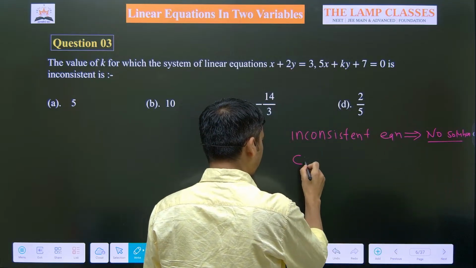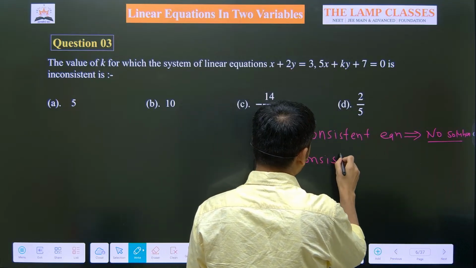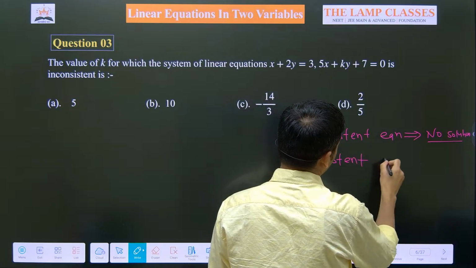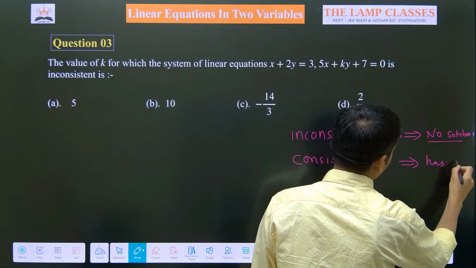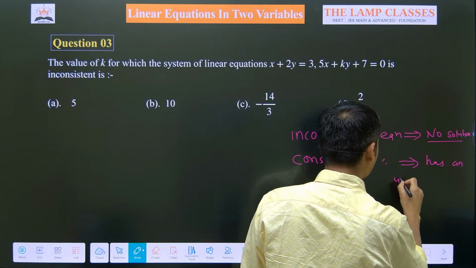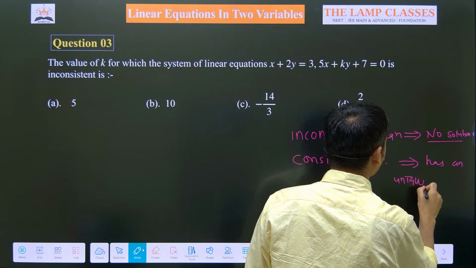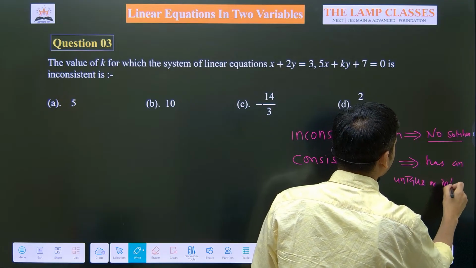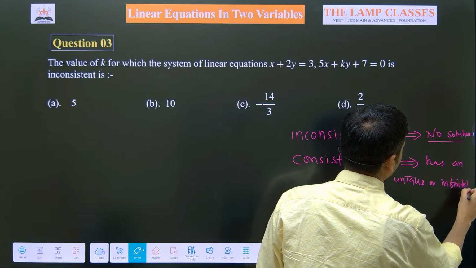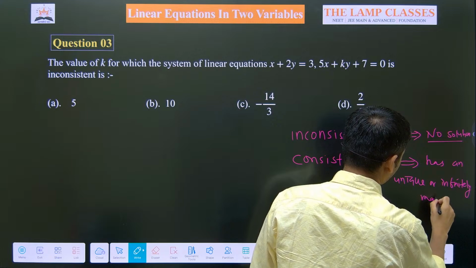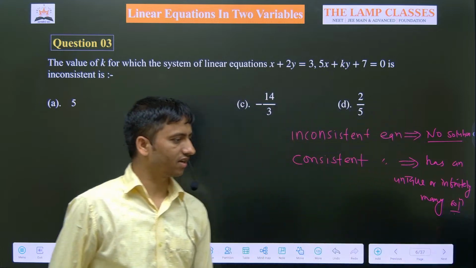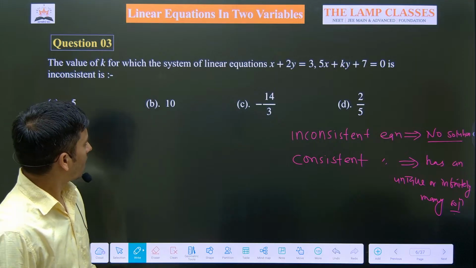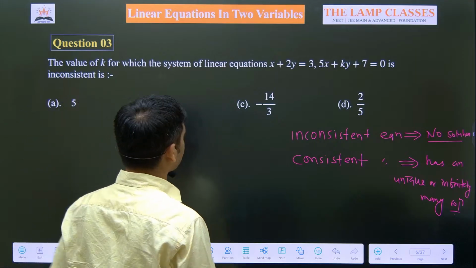And if they use the word consistent solutions or consistent equations, then it means it has a solution, a unique or infinitely many solutions. This is the meaning of consistent and inconsistent. Are you getting? So here they are asking this system is inconsistent.